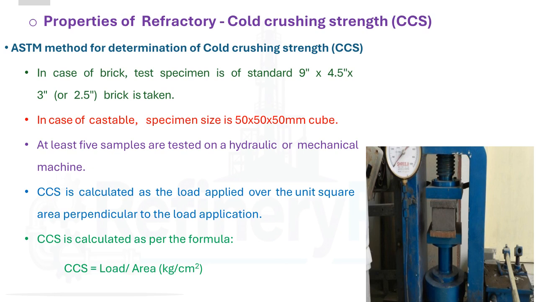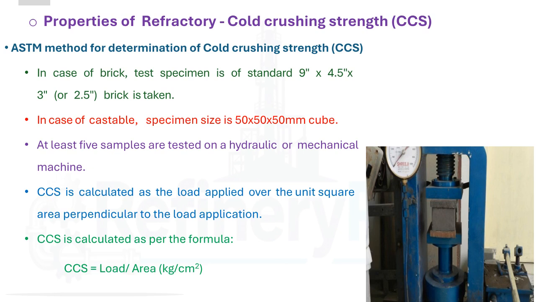At least 5 samples are tested using either a hydraulic or mechanical compression machine. Testing multiple samples helps account for variability in production. The CCS value is calculated using a simple formula. CCS is equal to load divided by area, in kg per square centimeter.